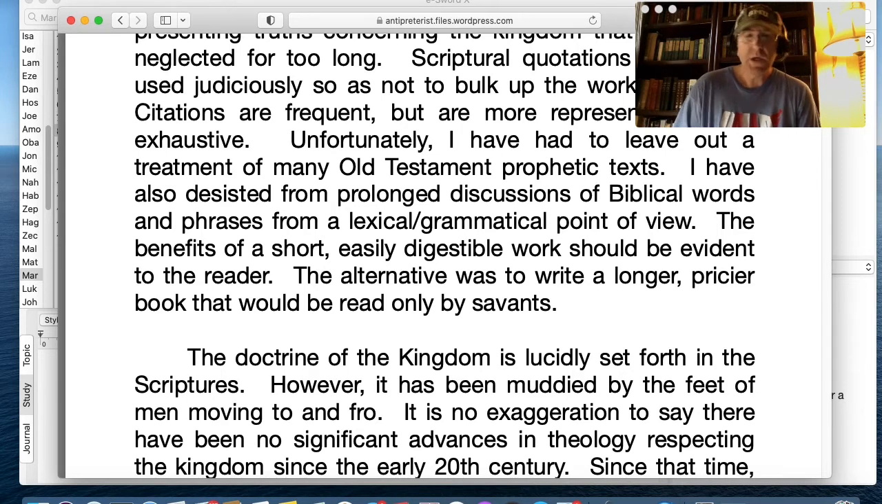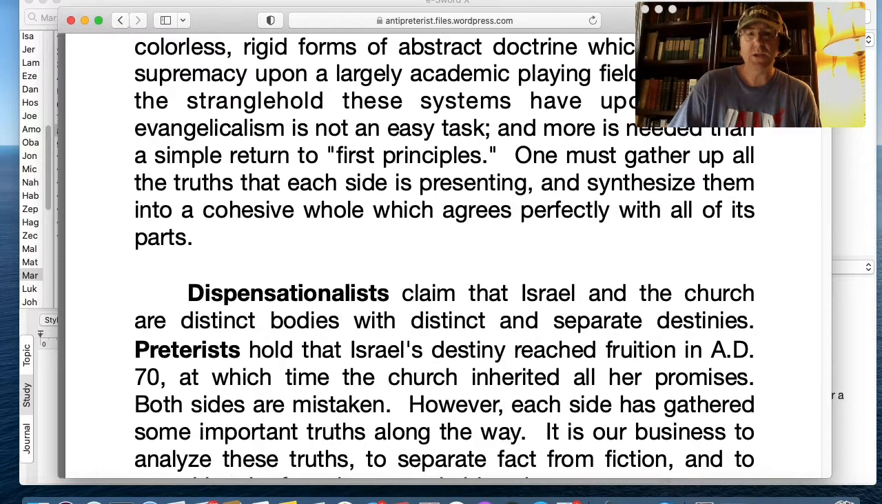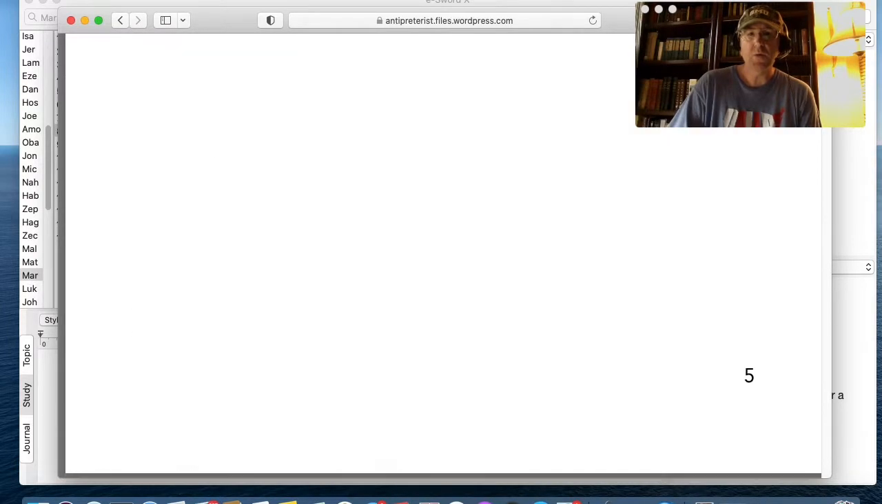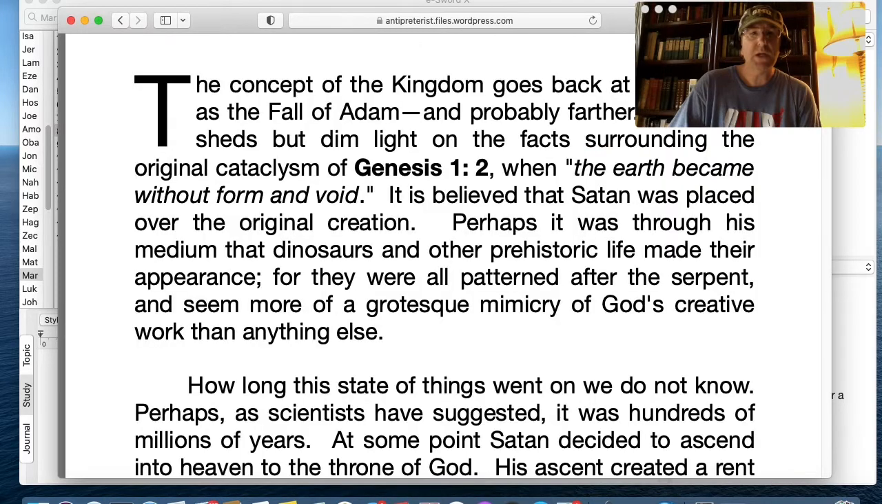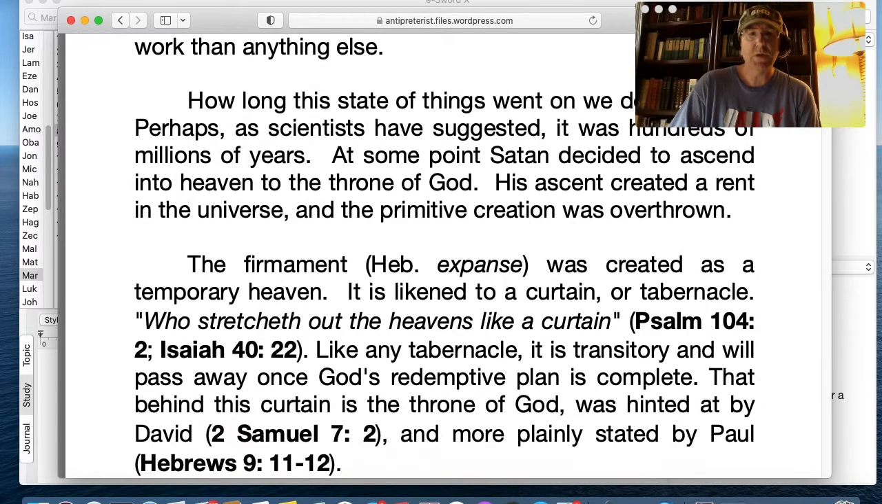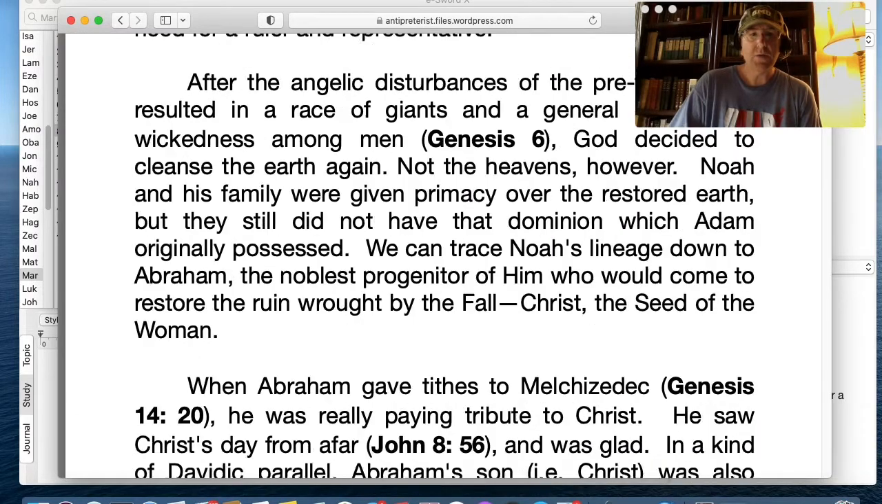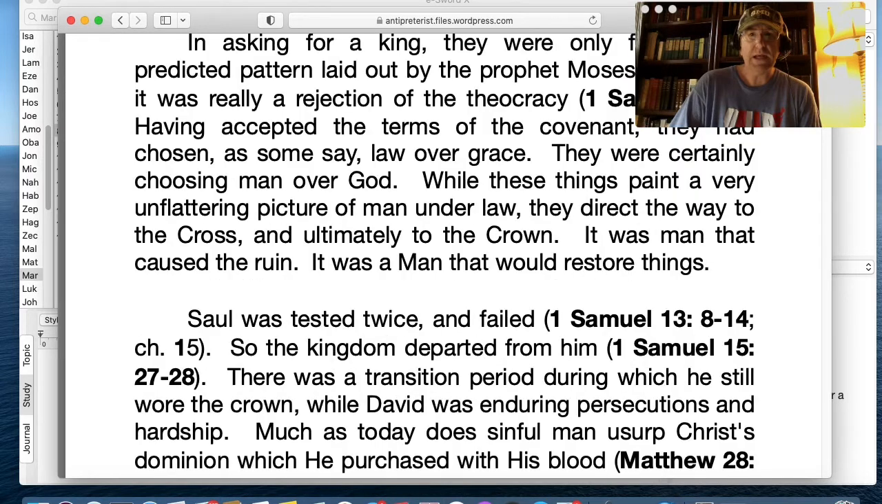But anyways, if you have time, it's a short book. It's about 70 pages long. It'll take you a few hours to read. And I didn't want to waste anybody's time. I didn't want to impose on anybody by writing a super duper long book that nobody was going to read. So what I did is I started off with a synopsis of Kingdom Truth. It's hastily written, and it's got a lot of meat in it. So if you have a chance to read that, go ahead, read it.